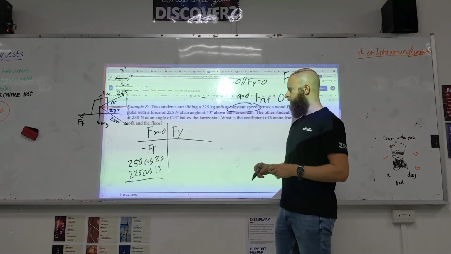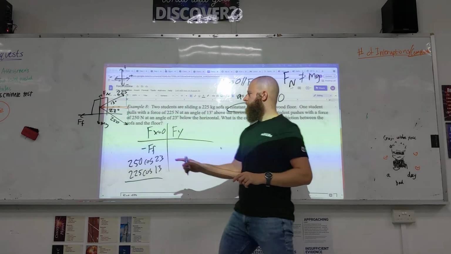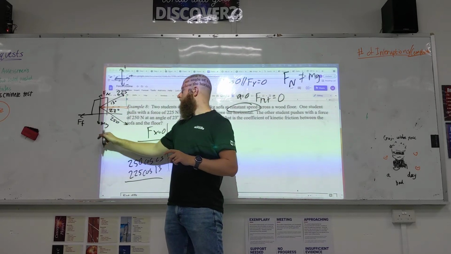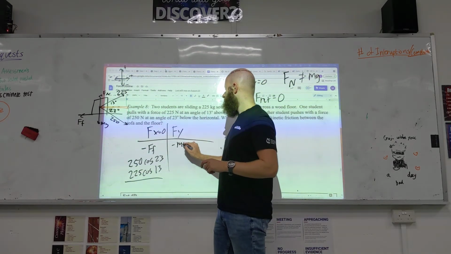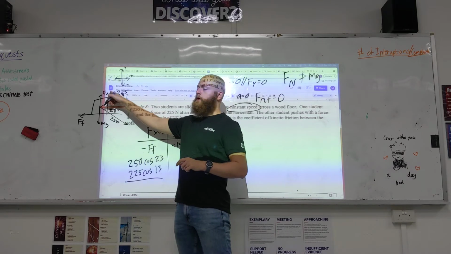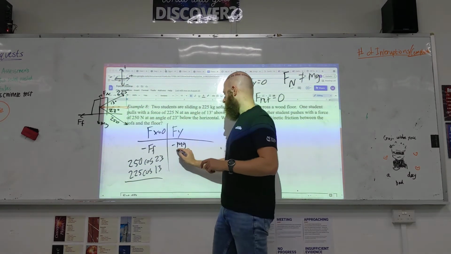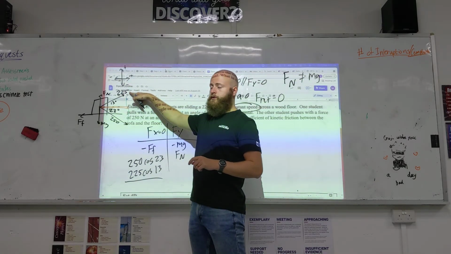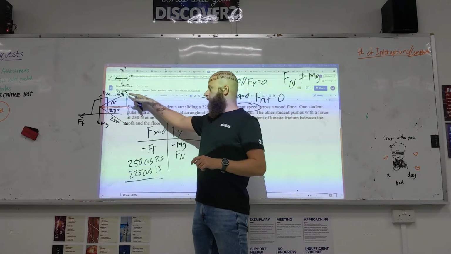So in our y direction, we're going to have 4 different forces, quite a few forces. Mg is going to be negative. Is Fn going to be positive or negative? Should be positive. So I have Fn positive. Is this one going to be positive or negative? This 225. Yeah, that one should be positive.